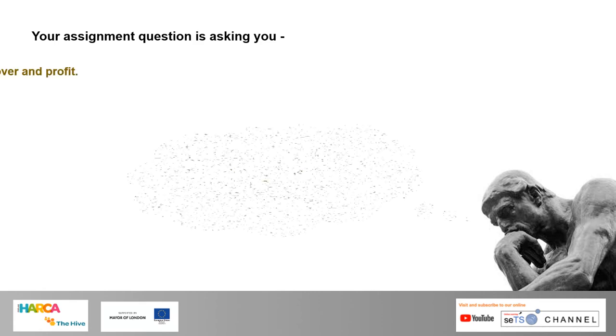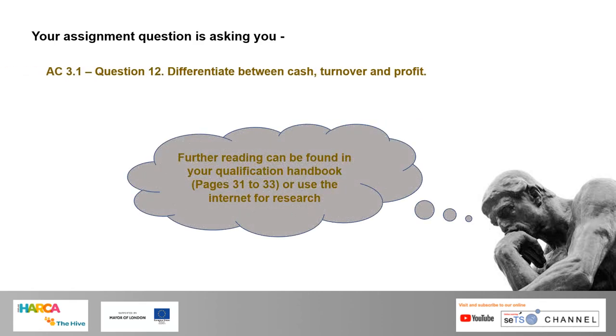Your assignment question is asking you for question 12 to differentiate between cash, turnover, and profit. And further reading can be found in your qualification handbook, pages 31 to 33, or use the internet for further research.